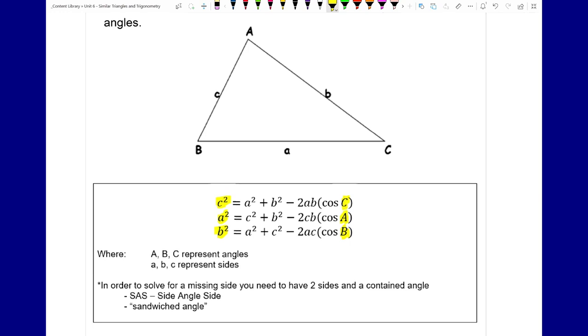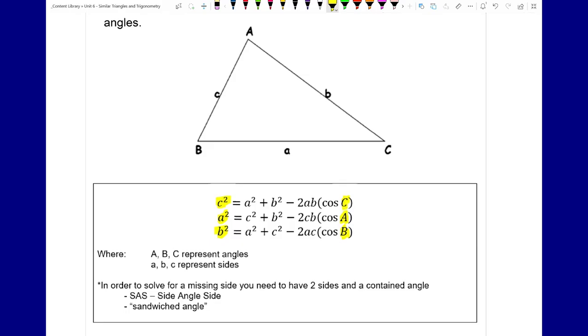So in this case, we have c squared equals a squared plus b squared minus 2ab times cosine C. Don't forget that cosine C, or that multiplying by the cosine of the corresponding angle at the very end. That tends to be a common thing that people forget. Again, the capital letters represent angles. The lowercase letters represent sides.